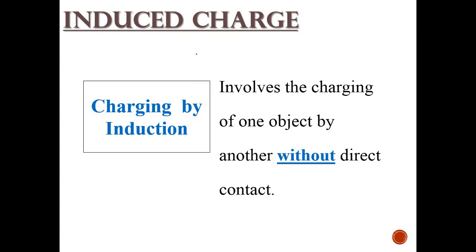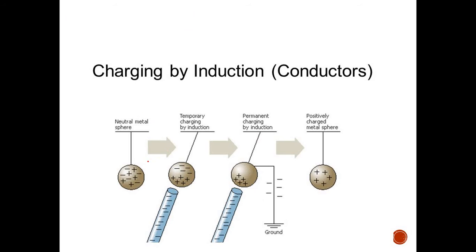The next way to charge is charging by induction. Charging by induction is when we charge an object with another without direct contact. For example, let's say we have a neutral metal sphere. Then we move the negatively charged rod closer to the metal sphere. What will happen is that the randomly distributed charges inside the metal sphere will align themselves according to the position of the rod. Let's say this rod is negatively charged.